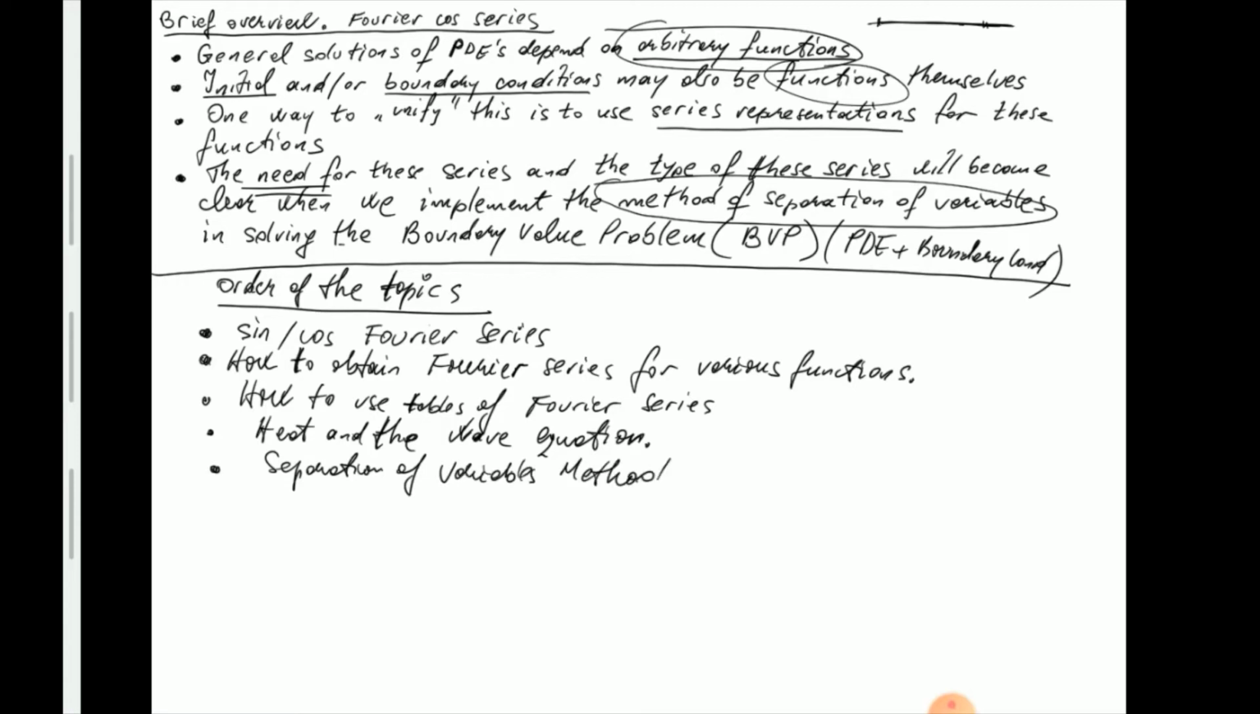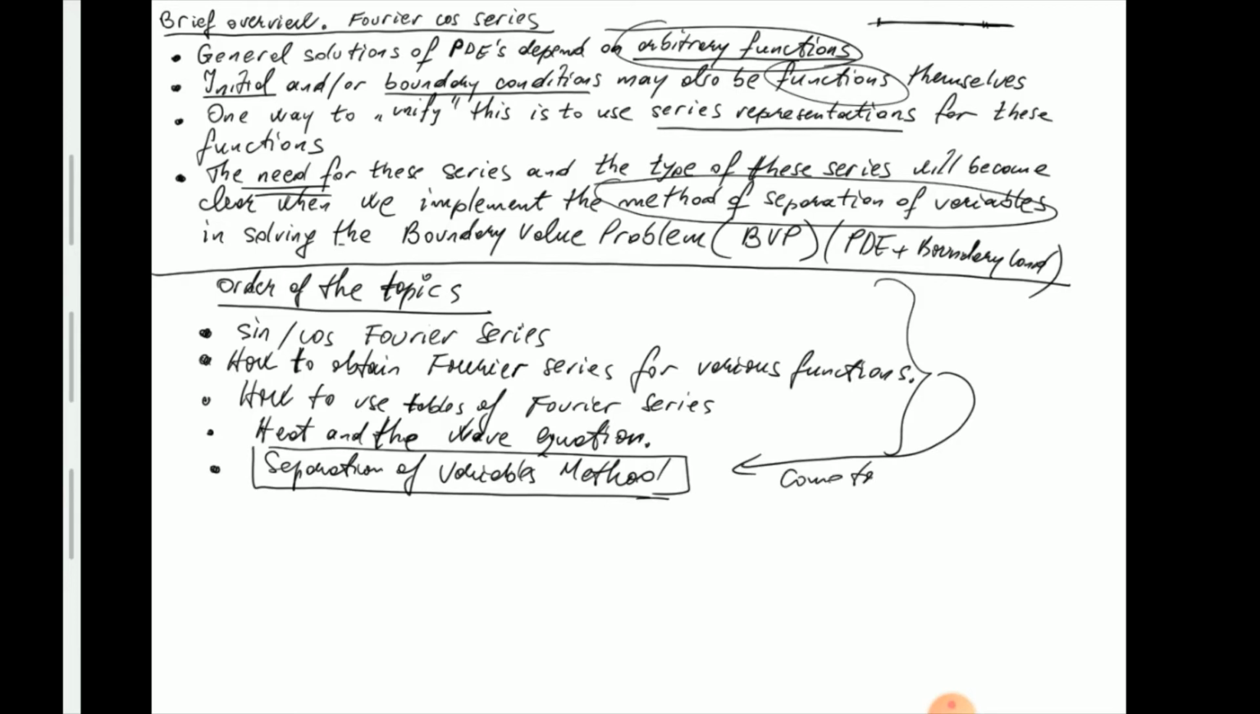And we're going to use the separation of variable method to solve the heat and the wave equation. And at that point, all you studied from up until that point will come together, and then you'll realize why these Fourier series come to be in the first place when you solve a PDE, a boundary value problem. And then from that point, this will be probably around the halfway of the course.